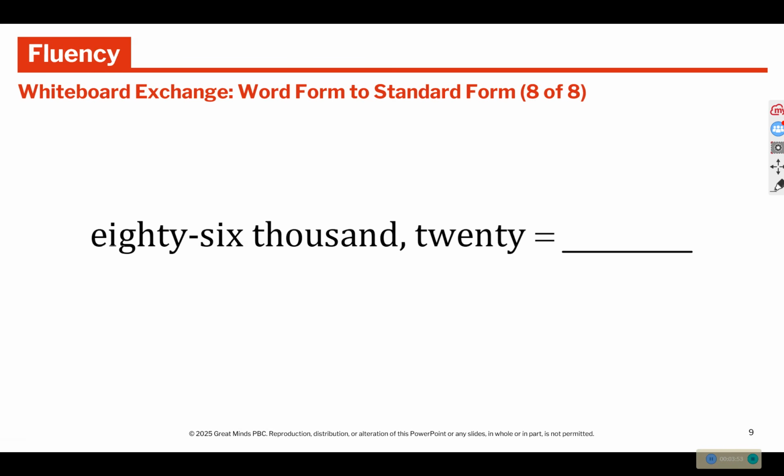Last one of this style, 86,020. And we'll reveal our answer in 3, 2, 1.